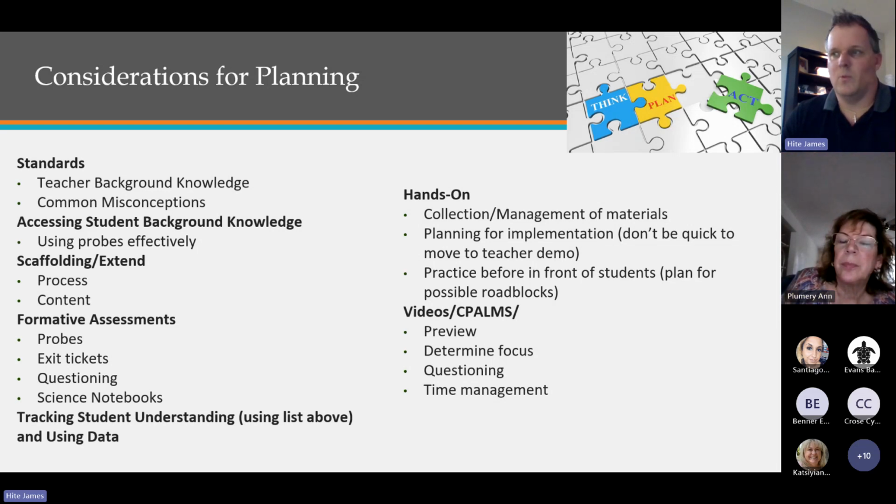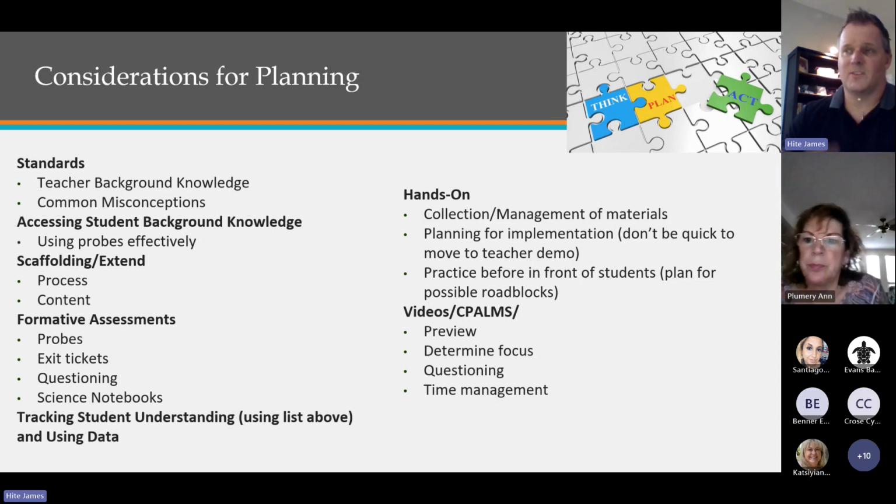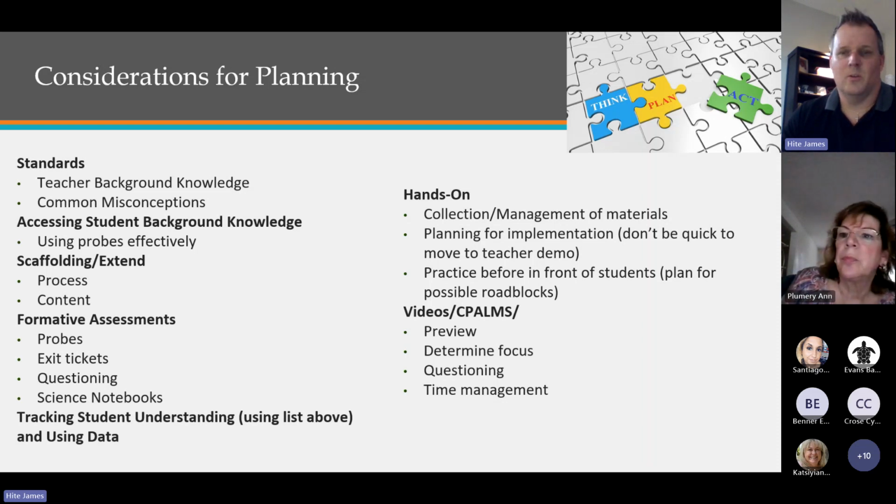Science notebooks, yeah, we still want students to utilize science notebooks for many reasons. Scientists always journal. That's one of the biggest things they do. So we want students to be able to do that as well, and just capture their thoughts. So if they're watching a video or looking at a picture, you want to be able to capture their thoughts to see if they're understanding what's going on. And then you can track student information using that list above. Now, those are just some of the things. You might have other ways that you use formative assessment. Maybe you do small groups and you collect data that way.